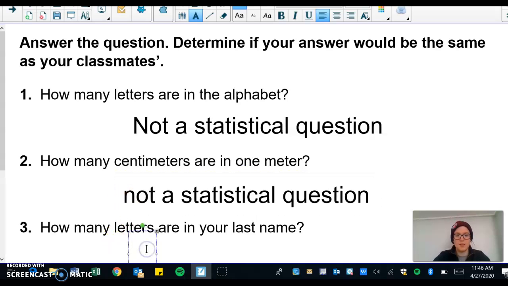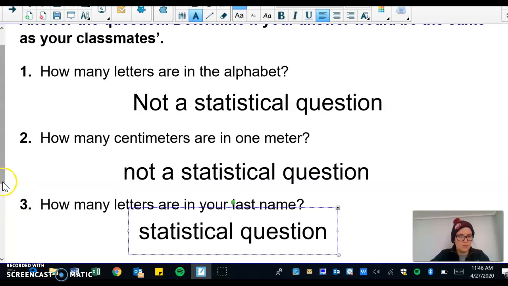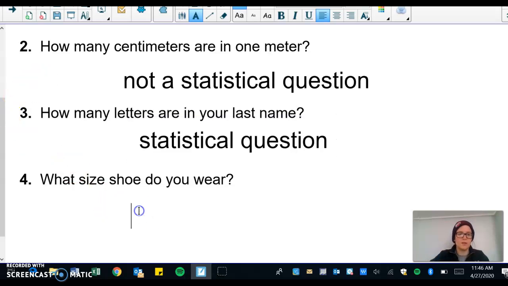How many letters are in your last name? Mine is K-N-A-P-P, so it's 5. But there are multiple different last names, so this would be a statistical question because you'll get a variety of different answers. What size shoe do you wear? Again, I wear a size 7. Your shoe is a little bit smaller, maybe bigger. So it's a statistical question because we're all varying in size, because we're different human beings.